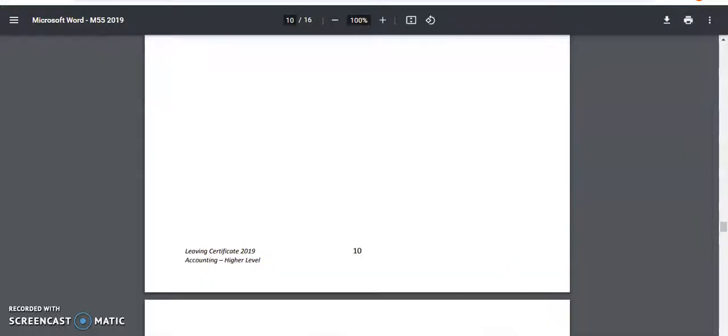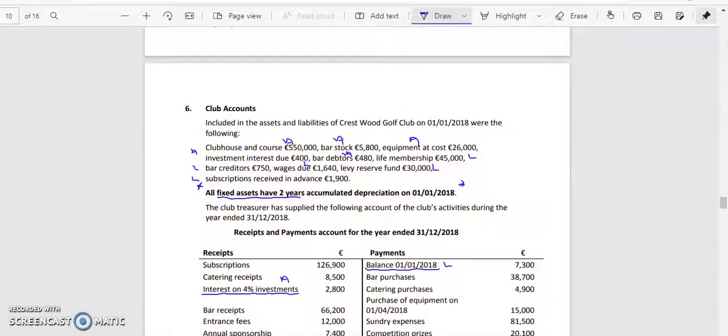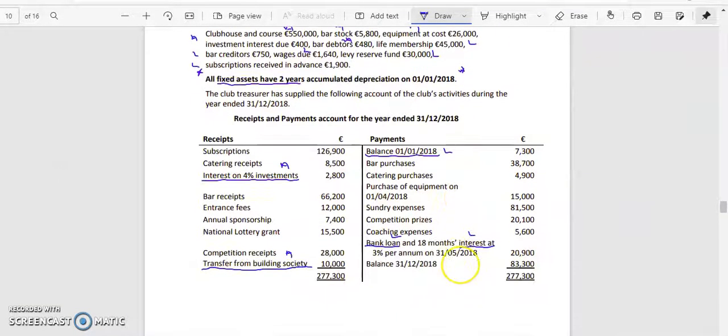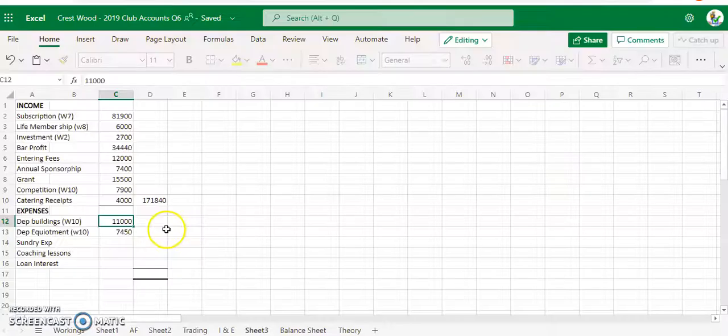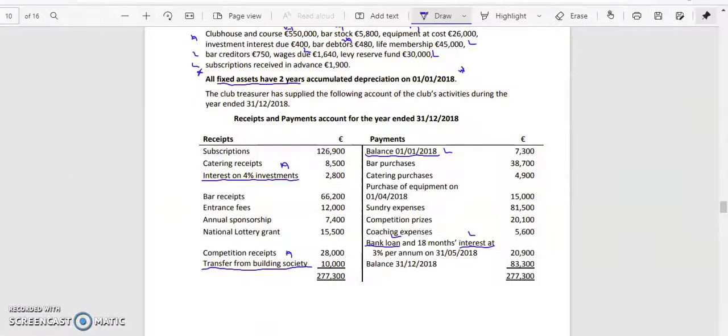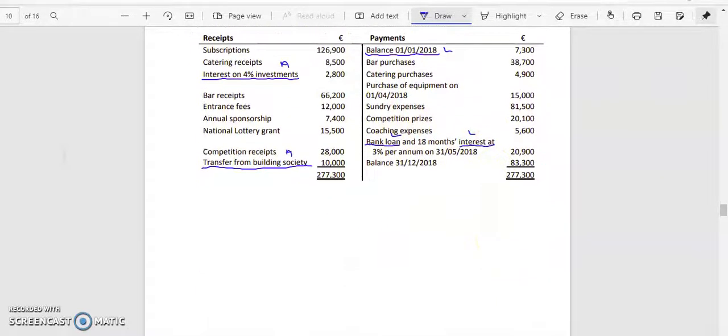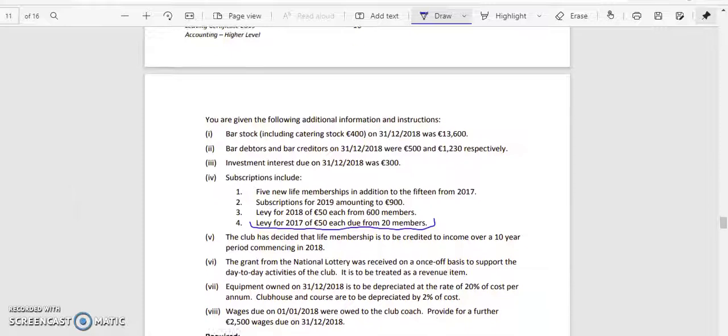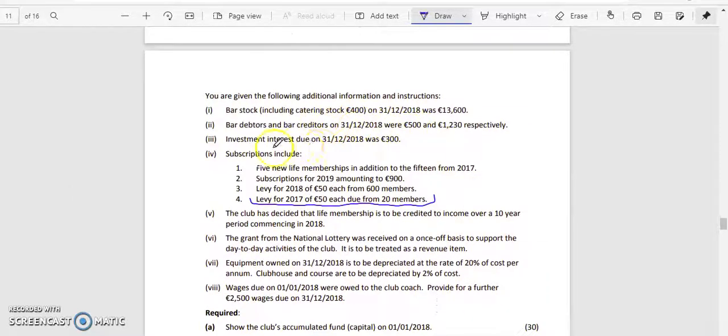And then we work down through each one again. So we've got sundry expenses, 81,500. So small little expenses that are not enough to make one account. So that just goes straight in. Then we have coaching expenses of 5,600. Sometimes with these, with sundry expenses and coaching expenses, just have a look down and see if there are any adjustments to it. So just scan down along.